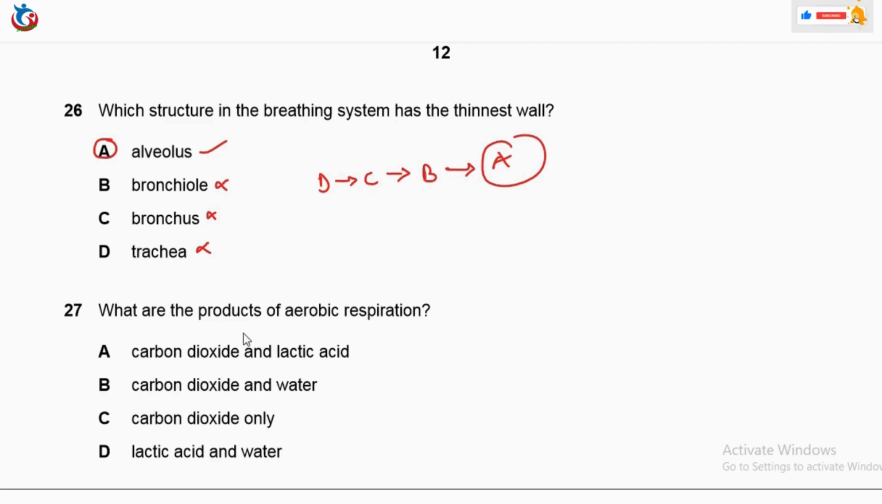Now, question 27. What are the products of aerobic respiration? During aerobic respiration, you need to know that lactic acid is not produced. Water and carbon dioxide. Carbon dioxide only? No, water is also produced. Lactic acid, option D, is not produced. So the perfect answer to question 27 is B.